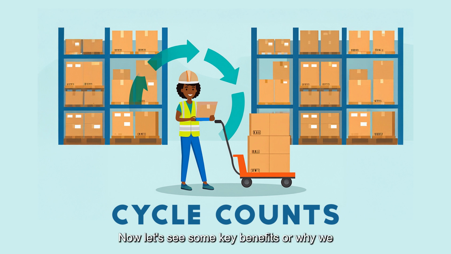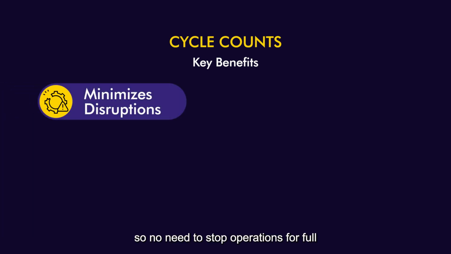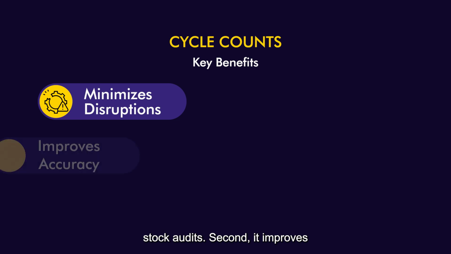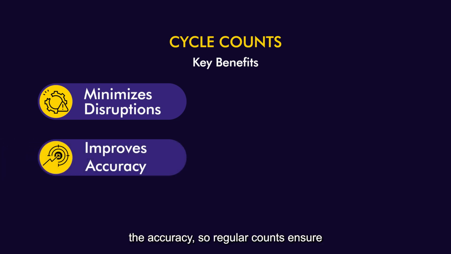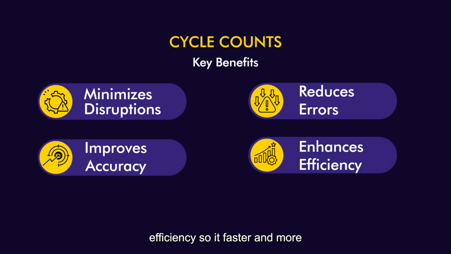Now let's see some key benefits, or why we should use cycle counts. First benefit is it minimizes the disruptions, so no need to stop operations for full stock audits. Second, it improves the accuracy, so regular counts ensure that the system stock matches the physical stock. Third, it reduces the errors. It helps detect and fix discrepancies early. And fourth, it enhances the efficiency, so it's faster and more manageable than annual full inventory counts.